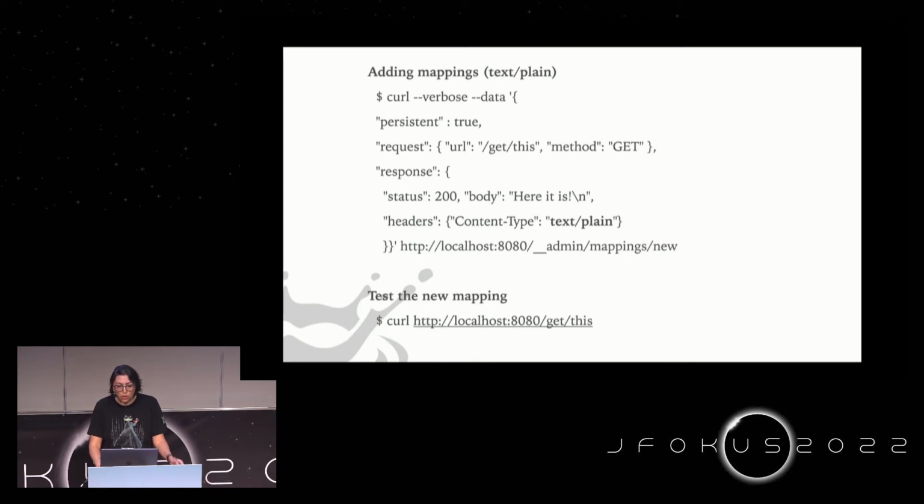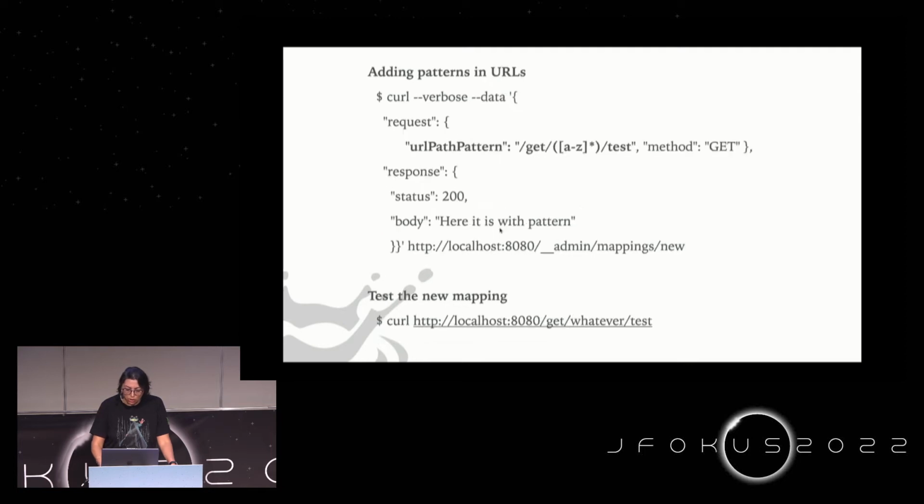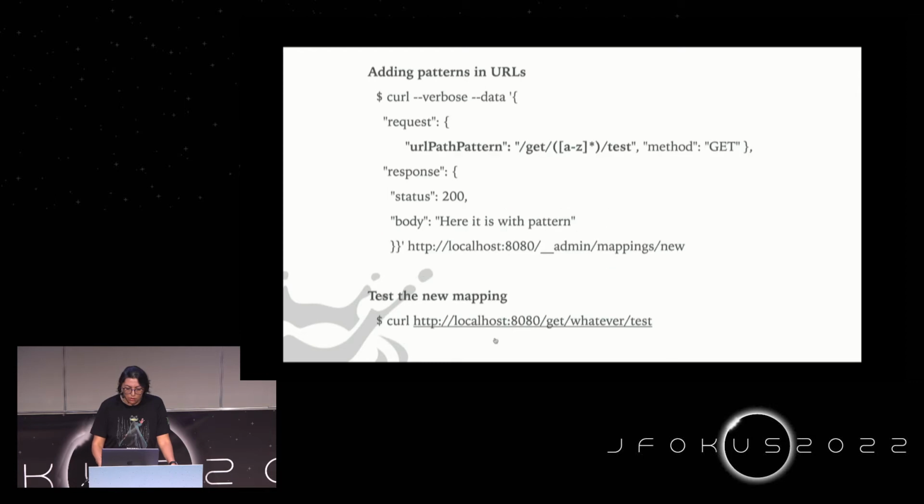And this is the most trivial one. You are creating a mapping with get and send text plain. So this is easy. The other one is you can create with JSON data and return an array of JSON data, and you can test it like this.